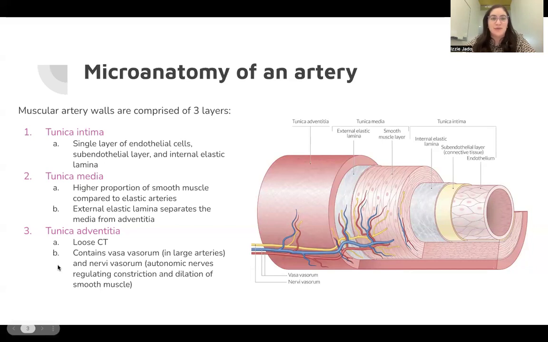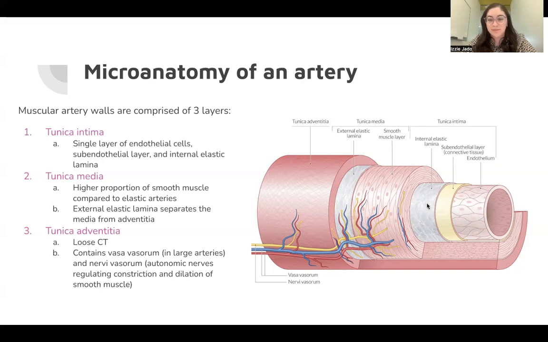To start, I thought we would review the microanatomy of a muscular artery, so that way we can try to make sense of where these different lesions are occurring when you think of aneurysms. The three walls that comprise an artery are the tunica intima, tunica media, and the tunica adventitia. You can see here, the intima is the most inner or intimate layer. I like to think of it that way, so innermost. And it's described as a single layer of endothelial cells.